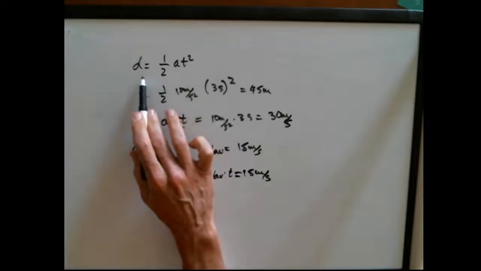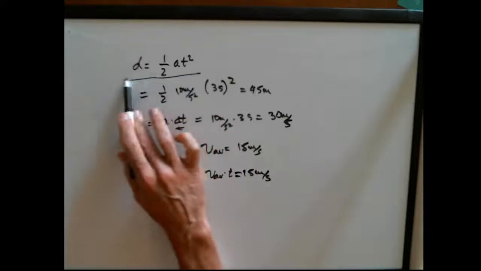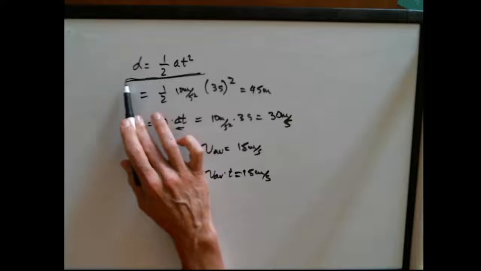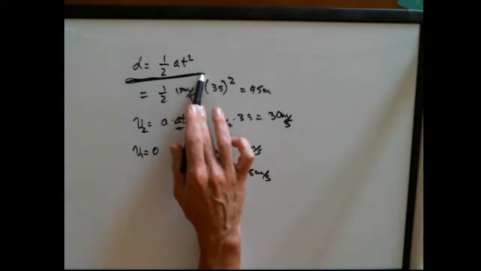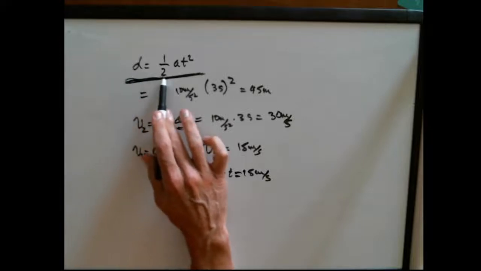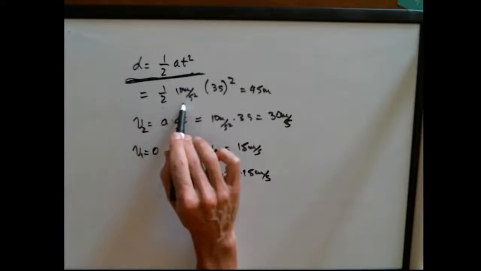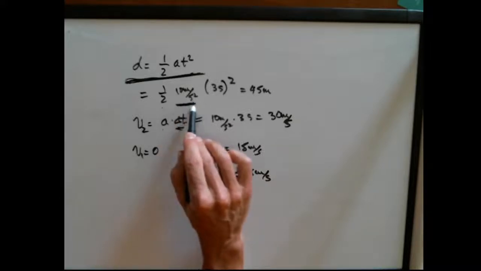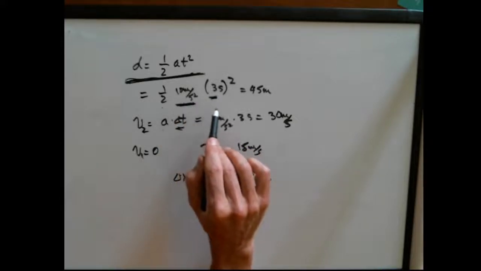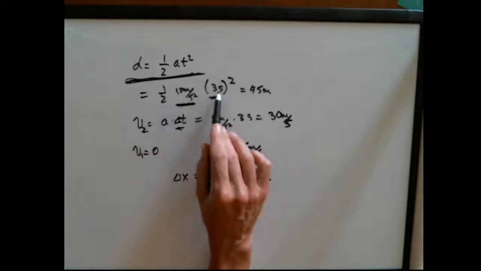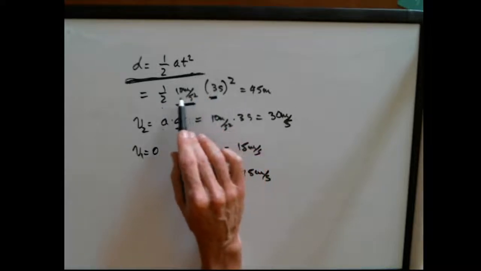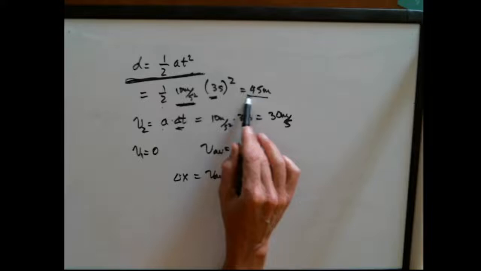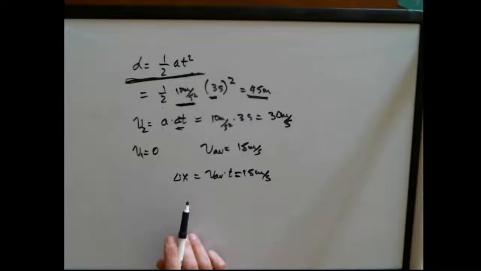So these are the ways to solve it. I'll start over. I'd say the most straightforward way is to recognize that for an object falling from rest, the distance it travels is 1/2 at squared, which is 1/2 times 10 meters per second squared, the acceleration of gravity, times the time it was in the air, 3 seconds squared. If you multiply all that out, 3 squared is 9, times 10 is 90, divided by 2 is 45. That's the easiest way to do it.